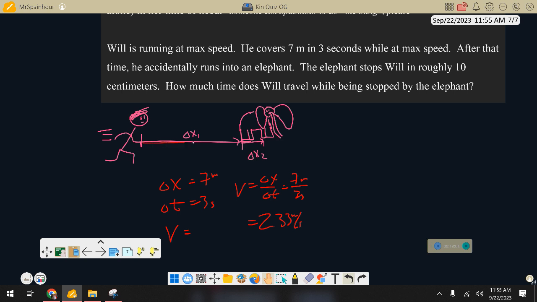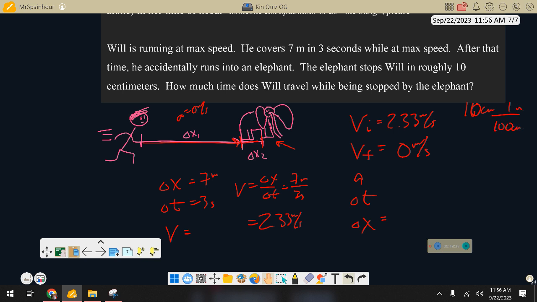Now, he ran that 7 meters, but then he runs into the elephants behind. Since this is a different acceleration, of course this one being 0 and this one being something else, this requires a whole new set of variables. Since he's accelerating, I'll put these up right here. The velocity initial is, of course, 2.33 meters per second, because that's what he ended with. We're trying to figure out how much time it takes him to stop. So there's 0. And it tells us that's 10 centimeters. So converting 10 centimeters to meters, that should be 0.1 meters.